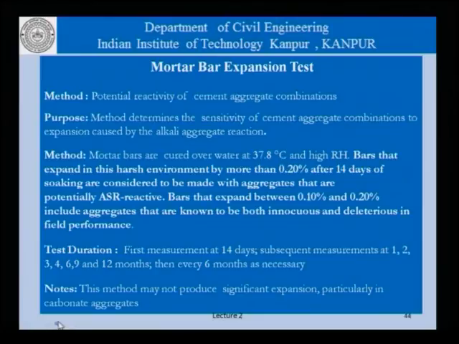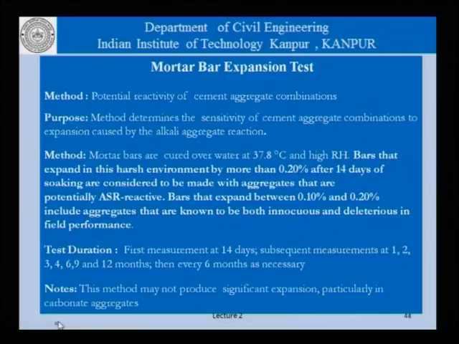Mortar bar expansion test involves producing mortar bars cured over water at 37.8 degrees centigrade at a high RH, that is a high relative humidity, and bars that expand in this harsh environment by more than 0.2% after 14 days are considered to be made with aggregates that are potentially reactive. Bars that expand between 0.1 and 0.2% are known to produce deleterious expansion sometimes and sometimes not.